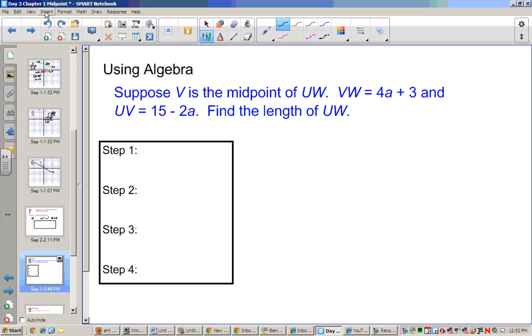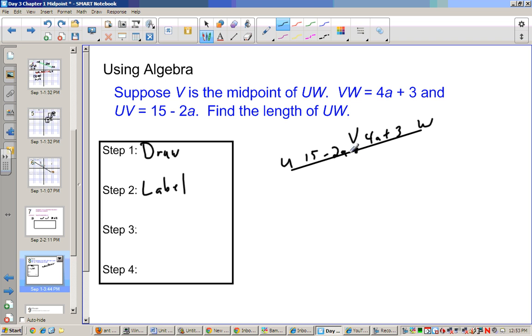All right, now we're going to use some algebra. This is the second learning target, or second success criteria, I should say. Suppose V is the midpoint of UW. Step 1, we're going to want to draw this. So I'm going to draw something, and I'm going to say UW is my line segment, and V is the midpoint. Now we label. 4A plus 3 is over here, and 15 minus 2A is over here.